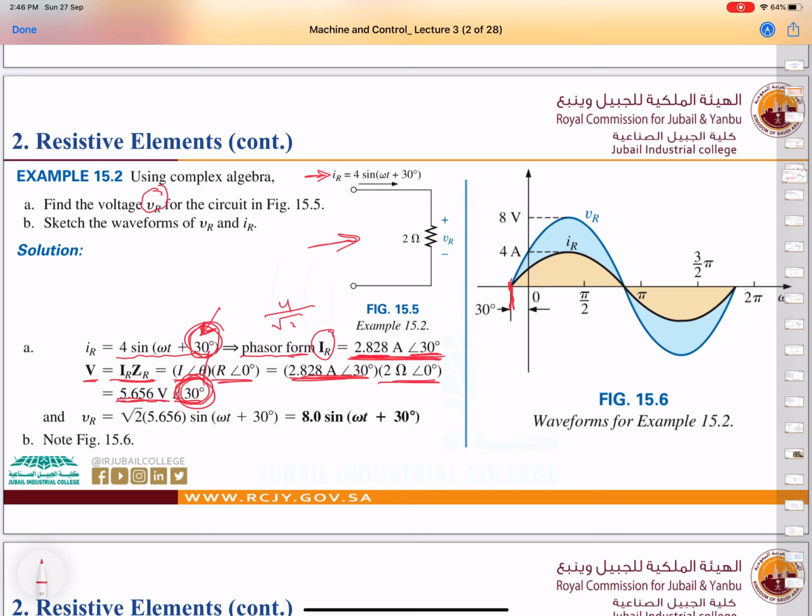Now we multiply by root 2 to find the maximum. So this is the expression of the voltage, which is 8 sine omega t plus 30. This is the expression of the voltage.